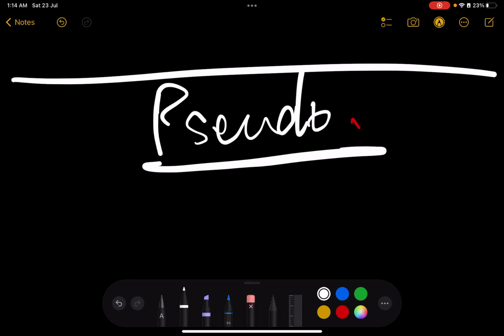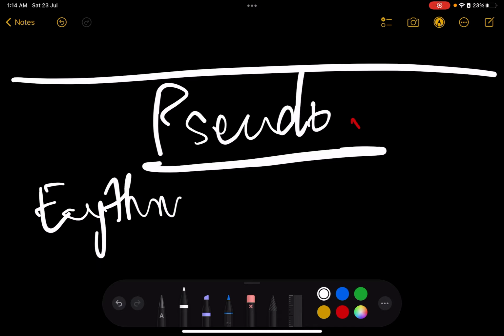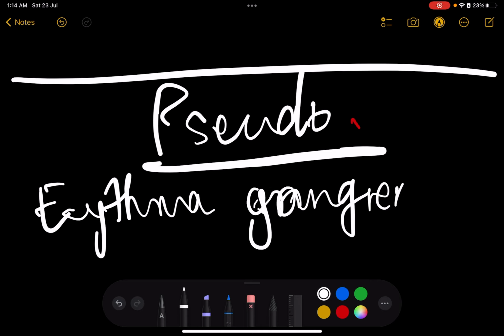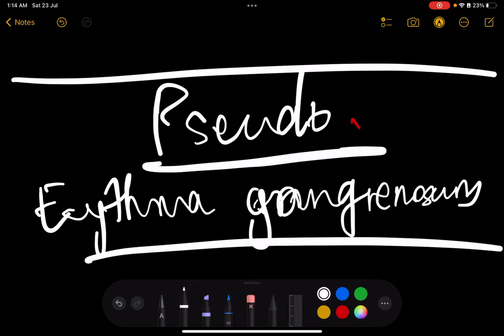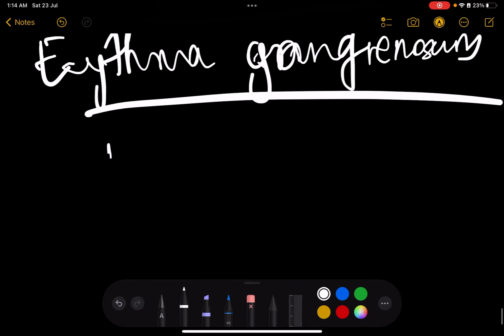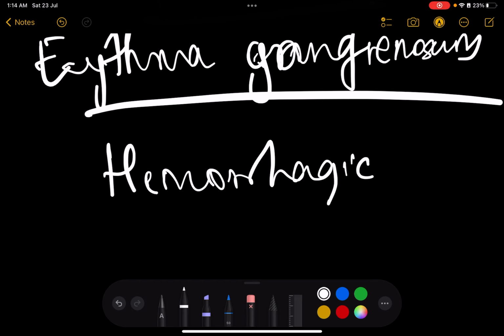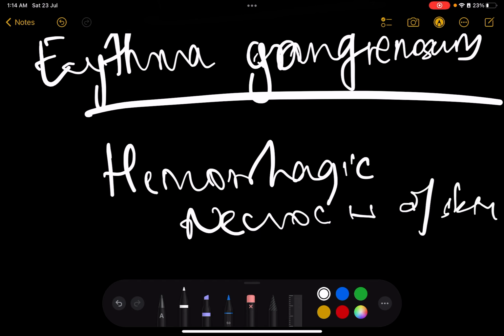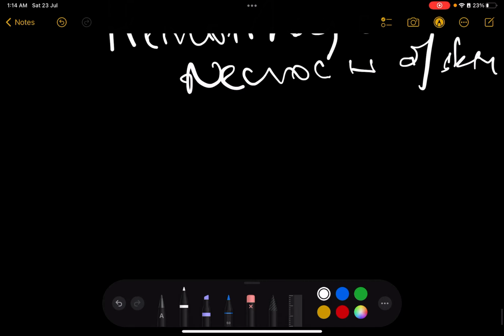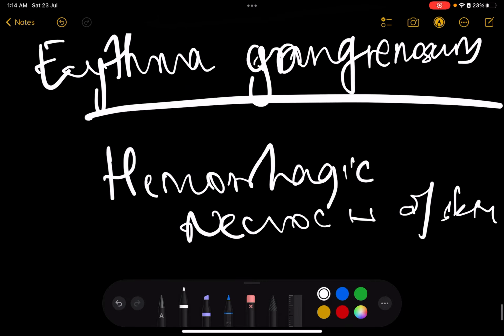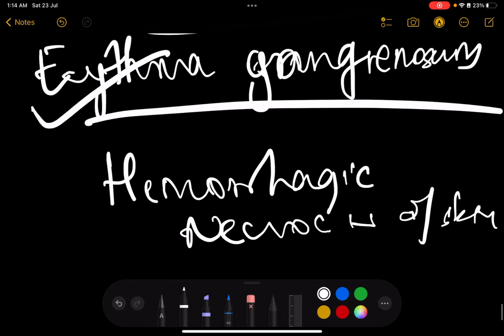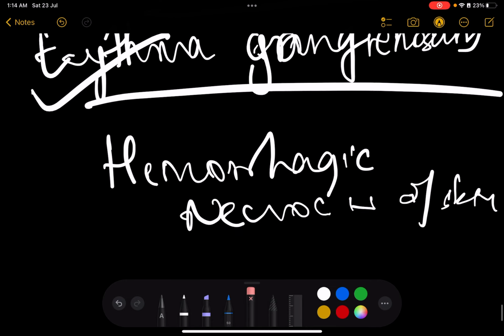Pseudomonas. So obviously you have something called ecthyma gangrenosum. What is it? It's just a hemorrhagic necrosis of skin, and it is actually seen in Pseudomonas septicemia. So this is a very important erythema gangrenosum of the skin.